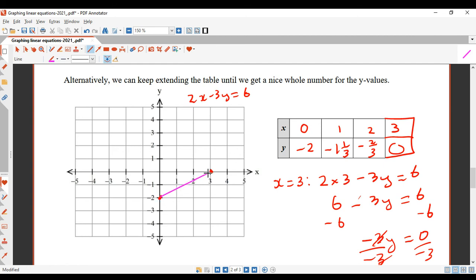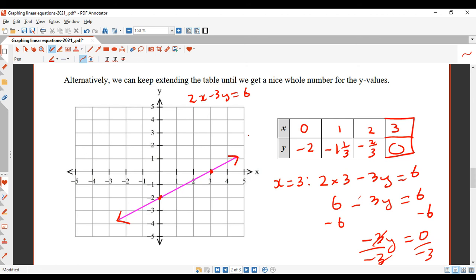Right, so as I said, don't do that. You've got to extend through both those points. Okay, put arrows on the line. Right, there we go. So if you're getting these fraction values, you keep adding columns to the table until you get nice whole numbers. That's one way of doing it.